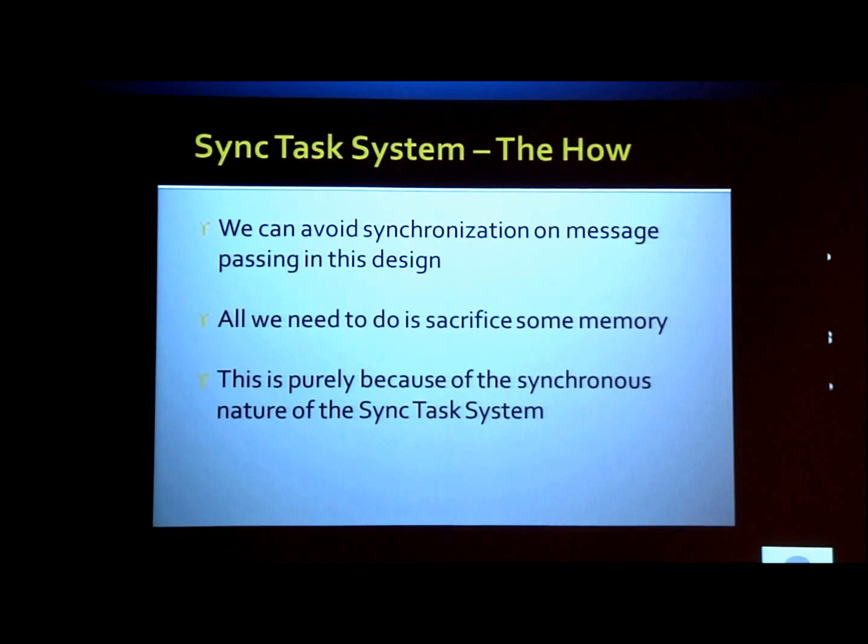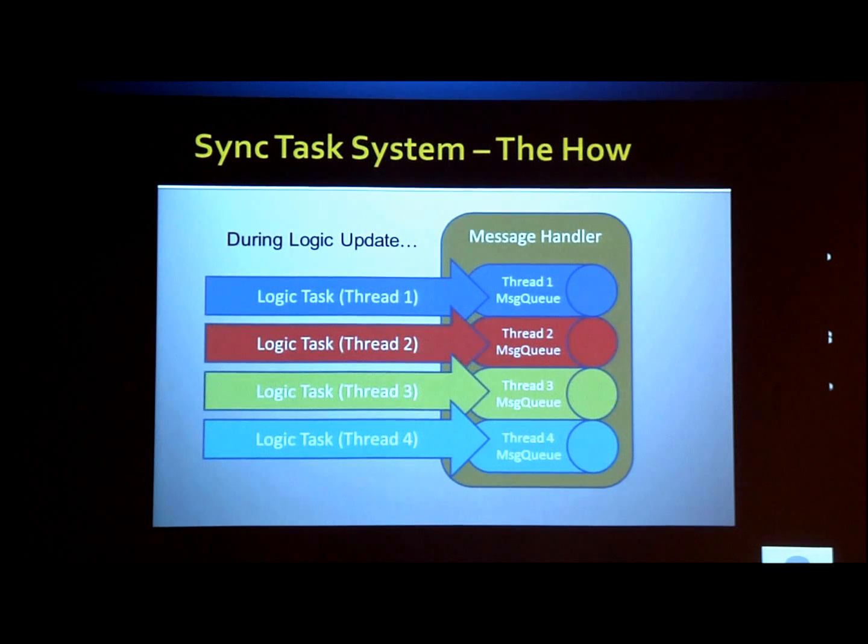So another cool trick that might be useful here is that we actually avoid synchronization of the message passing because of the synchronous design of the task system. Again, similar to the render thread concept, we're just sacrificing memory in order to avoid synchronization. So the way this works is, say we have a message handler. Normally we'll just have a message queue, and then everybody would have to synchronize on that message queue. But we have a very unique situation when we're using a synchronized system. We have a bunch of writers that are all working in parallel, but absolutely no one is reading the same data. And no one is really depending on the data that's being written until later in the frame.